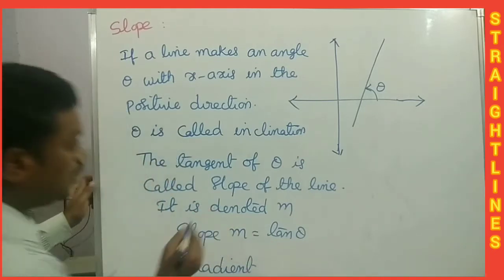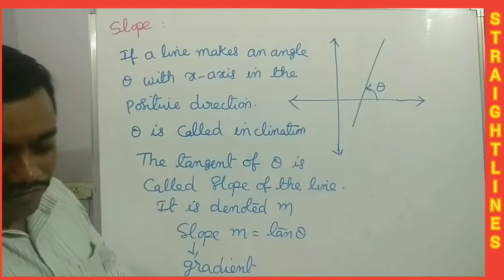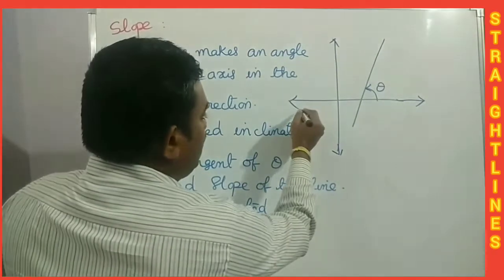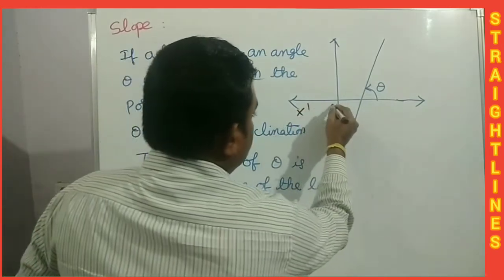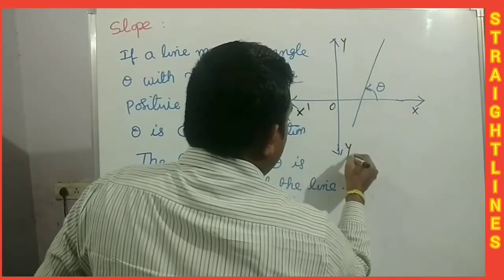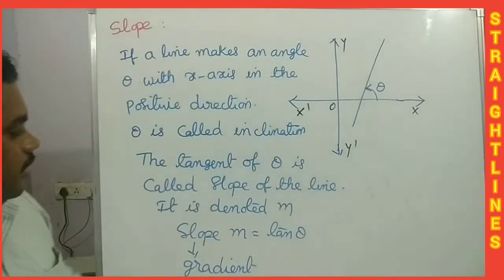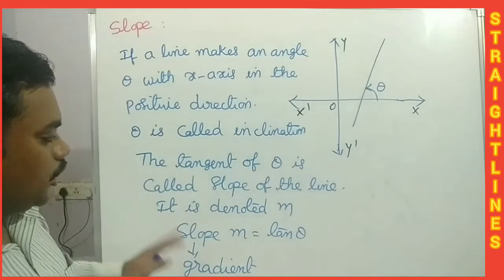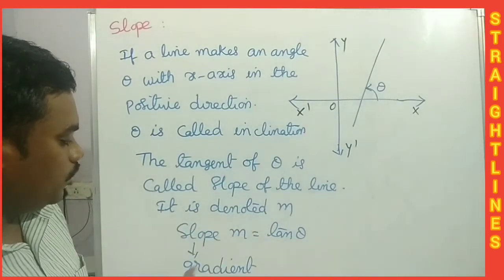Now what is the definition of slope? If a line makes an angle theta with x-axis in the positive direction, then theta is called inclination and the tangent of theta is called slope of the line. It is denoted by m. Slope m equal to tan theta.